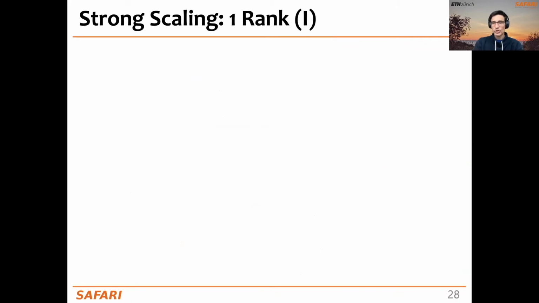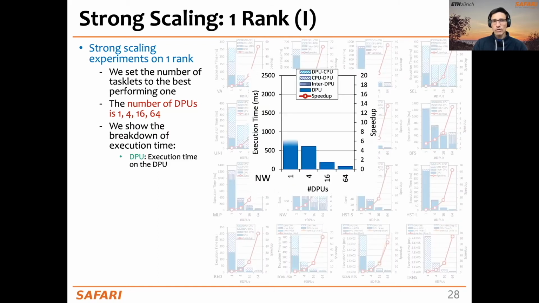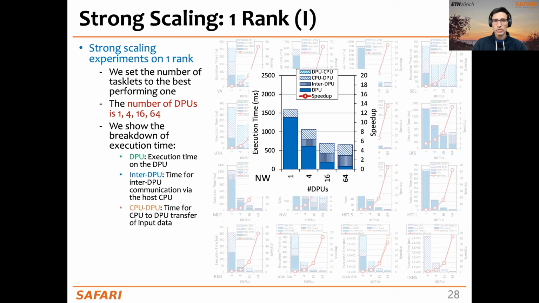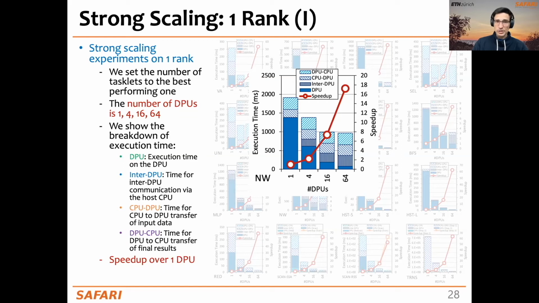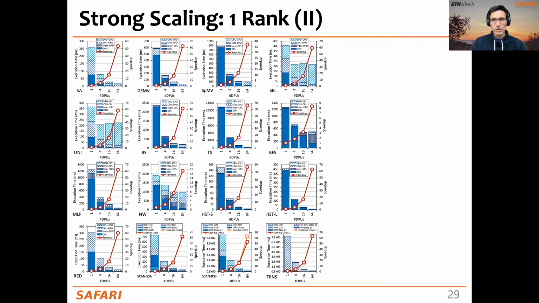Now let's move to the strong scaling experiments on one rank. In this case, we set the number of tasklets to the best performing one per DPU, as we have obtained in the previous experiments on a single DPU, and we changed the number of DPUs from 1 to 64 inside the same rank. The breakdown of execution time shows the DPU kernel time, the inter-DPU communication time via the host CPU, the CPU-DPU transfer time, the DPU-CPU transfer time, and the speedup over one DPU. So let's take a closer look at the results.